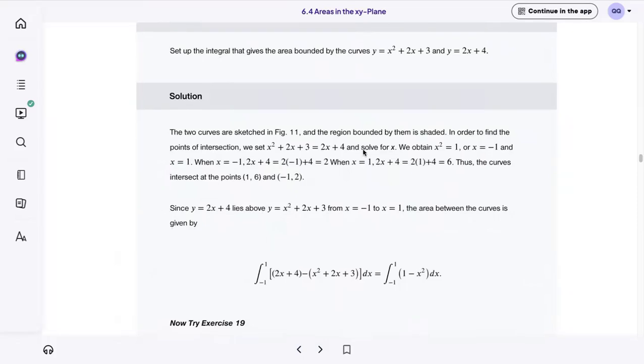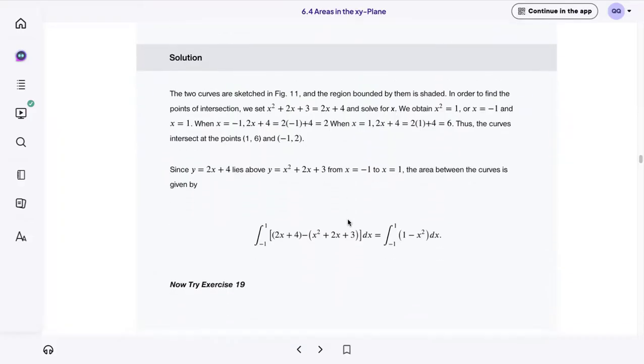Let's see these two. So we have a linear function 2x plus 4, and x squared plus 2x plus 3. Looks like this one is an upward parabola. This is a line. Looks like the first one will be on top, second one on the bottom.